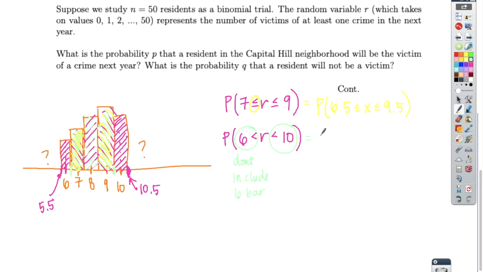Okay, so this one would equal the probability that my x value, my random variable, starts at 6.5 and ends at 9.5. So this is interesting because notice these probabilities are the same, and it really all comes down to this symbol. It's like, do you want to include the bar or do you not want to include the bar? Because if I don't want to include the bar above 10, then that really means that I'm stopping right at the end of the 9 bar.